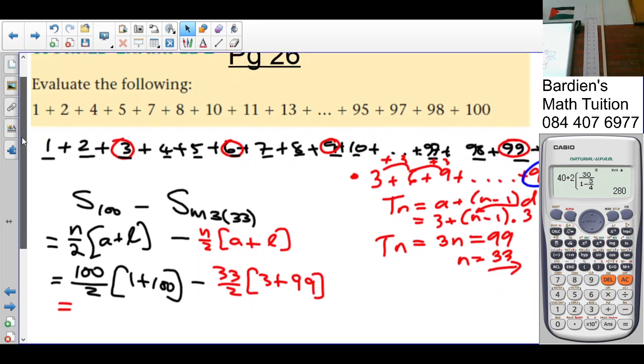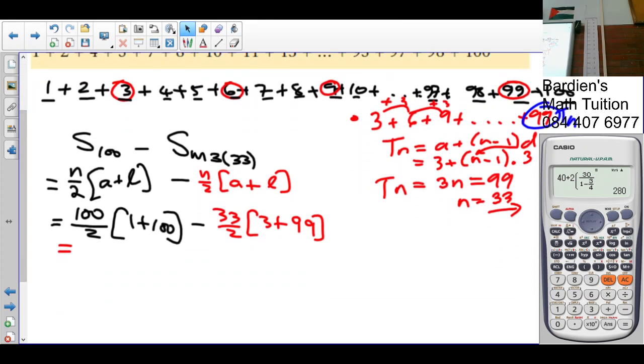Okay. And then we just put it in our calculator. 100 over 2 into 1 plus 100, minus 33 over 2 into 3 plus 99. That will give you 3,367.